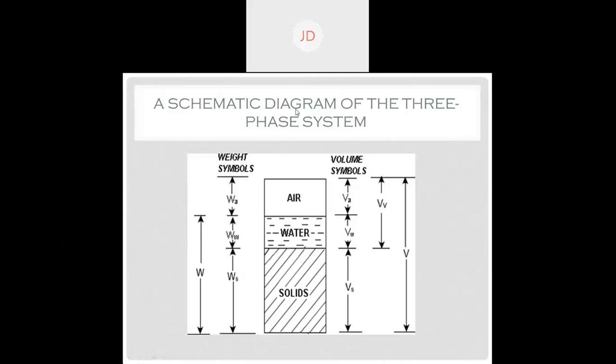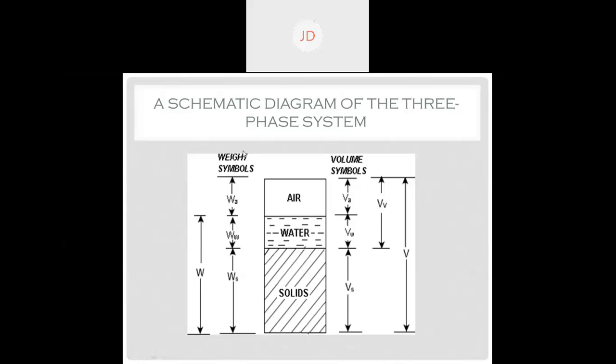Fine. So we can identify some properties of soil based on the schematic diagram. We can derive some definitions based on the weight and volume of the different constituents of a particular soil mass. Now, before that, let's introduce some symbols.